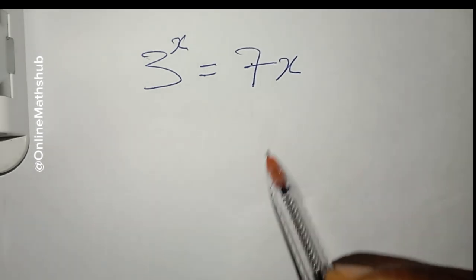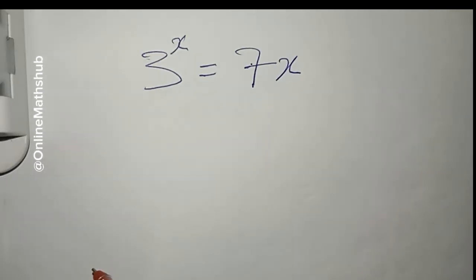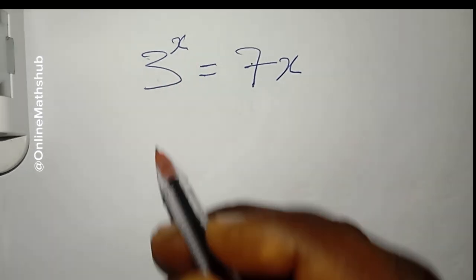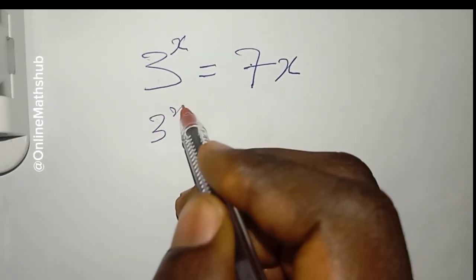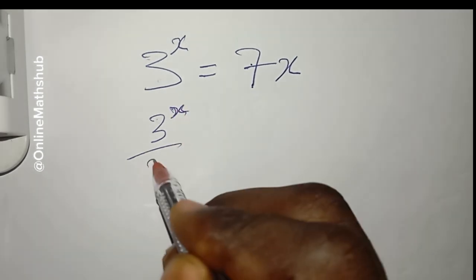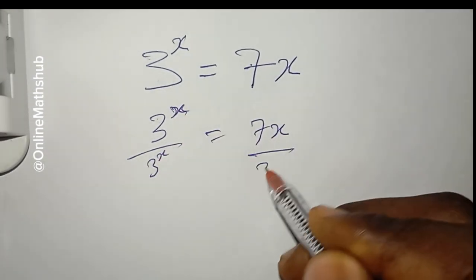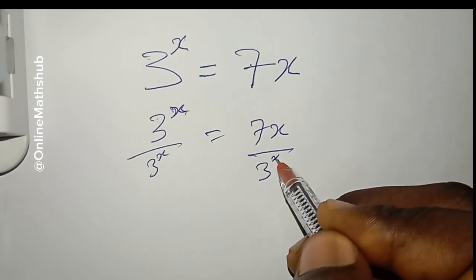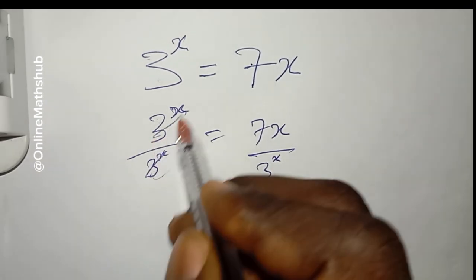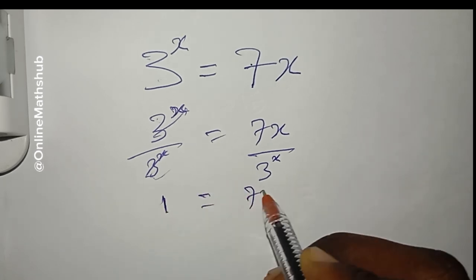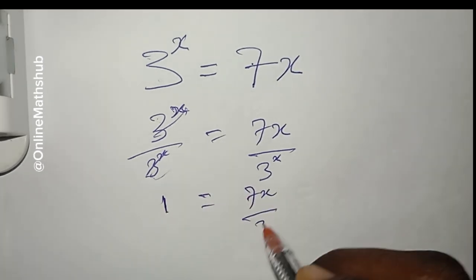Okay, so moving on, what I'm going to do is divide through by this 3 power x right here. If I do that, we have 3 power x divided by 3 power x is equal to 7x divided by 3 power x. So this cancels this, and this is actually going to be 1 is equal to 7x divided by 3 power x.